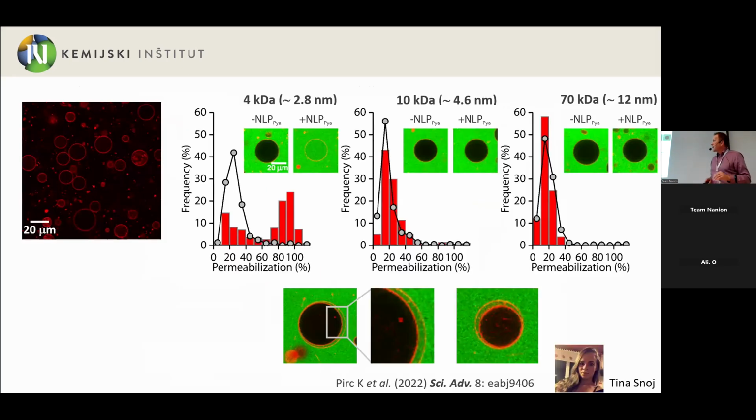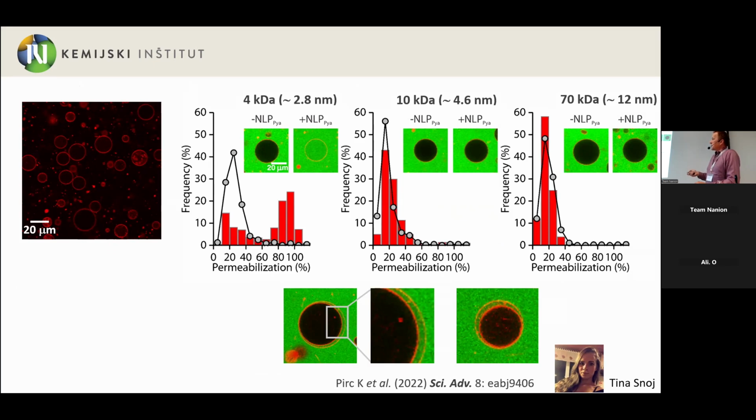We supplement this kind of traces with other approaches. With giant vesicles, we were able to show that these pores that are formed are small. These are different sized dextrans, fluorescently labeled, when added to the exterior of vesicles. You can see that smaller ones can equilibrate across the membrane in the presence of protein, but larger ones do not.